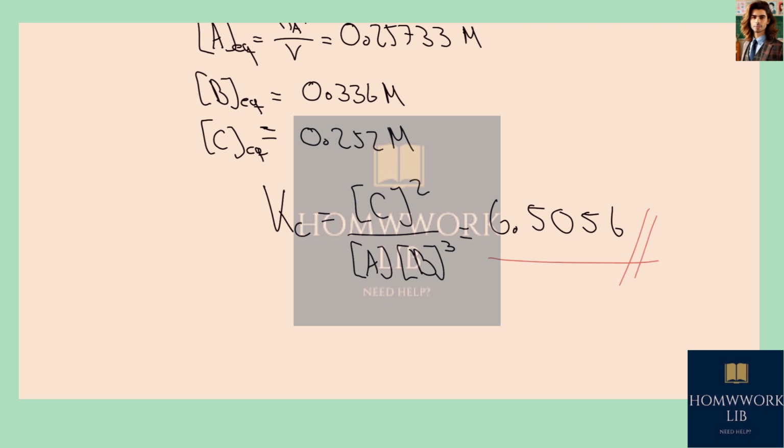But depending on your professor, he's going to ask you a different number of significant figures. In this case, all of the quantities have 3 significant figures. So the value for Kc up to 3 significant figures is equal to 6.51.